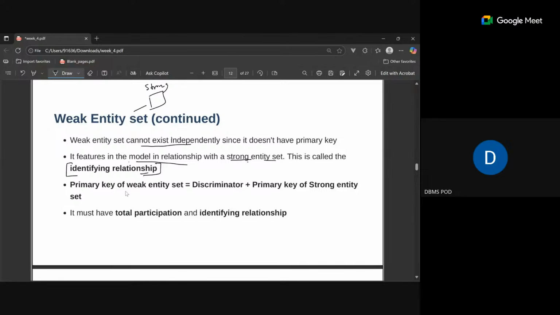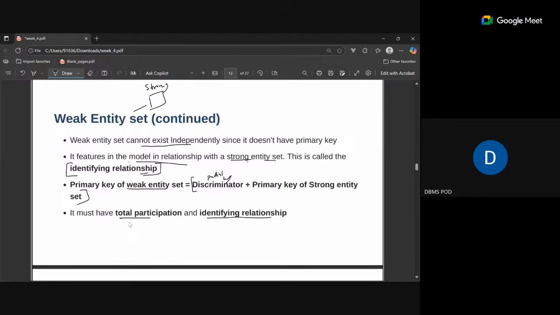The primary key of a weak entity set is the discriminator combined with the primary key of the strong entity set, which is another table. This partial key is what we call the discriminator. And it must have total participation in the identifying relationship. We'll come back to what total participation means in upcoming slides. So far, these are the things you need to remember.